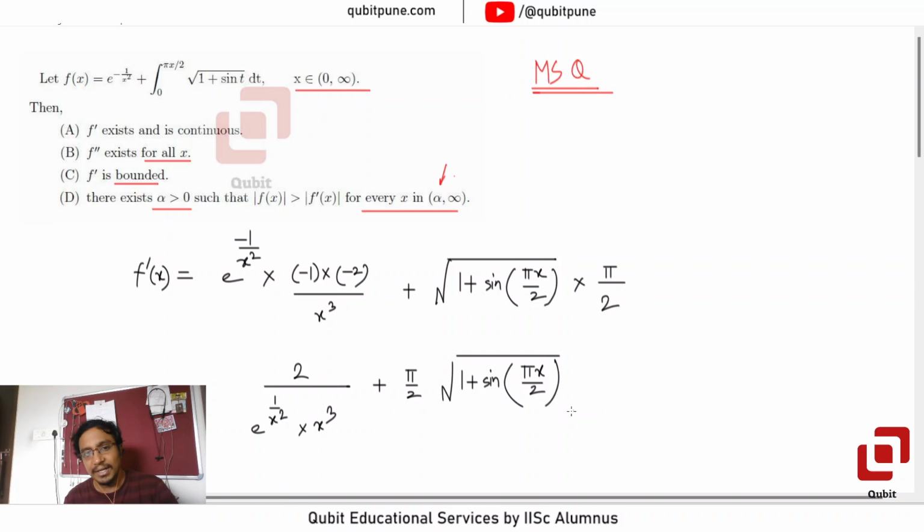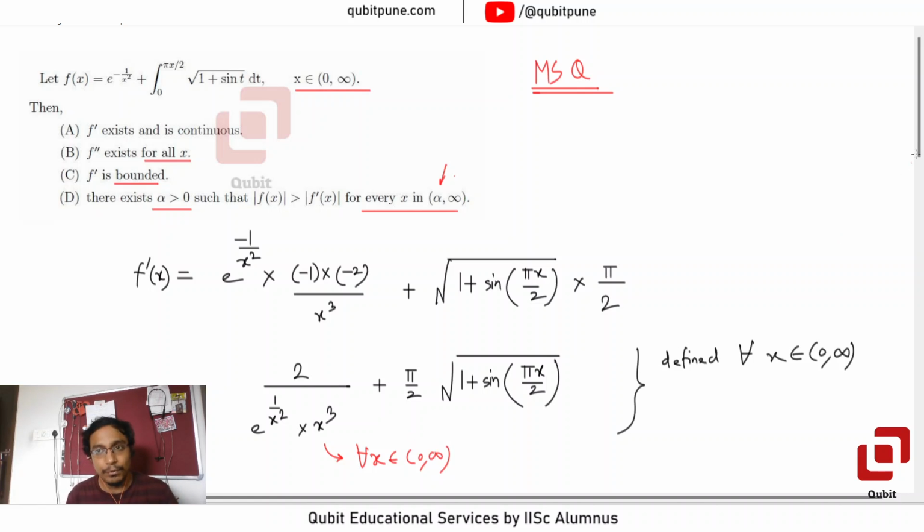First tell me, is it defined for all x? No sir, a square root will become imaginary for some sine values. See, it will be defined for all because for 1 upon x cube to be defined, x should not be 0, but we are excluding 0. So this is defined, right? And it is also non-zero. So that denominator issue is sorted.